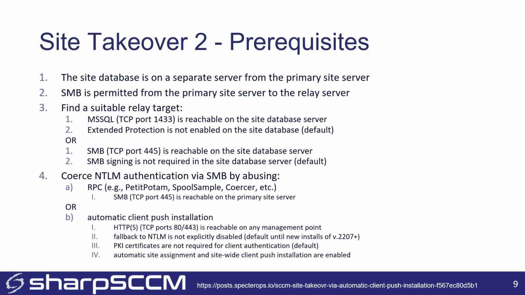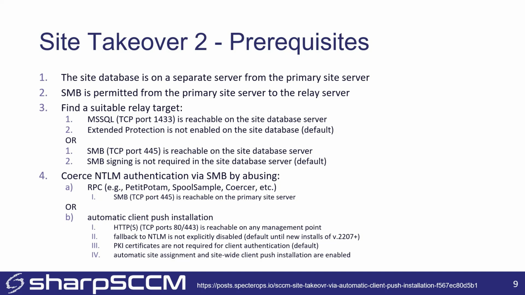To do the Site Takeover 2 attack, we need to confirm that a few prereqs are in place. The first, the site database has to be on a separate server from the primary site server, because you can't relay credentials back to the system where they originated. The second, SMB needs to be permitted from the primary site server to our relay server. The third, we need to find a suitable relay target.